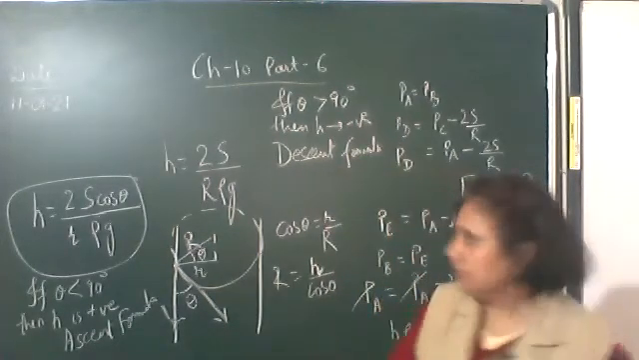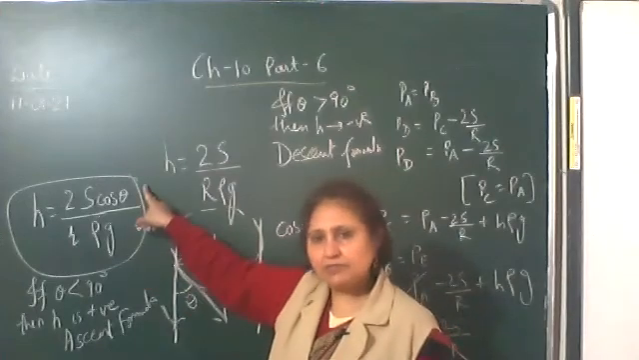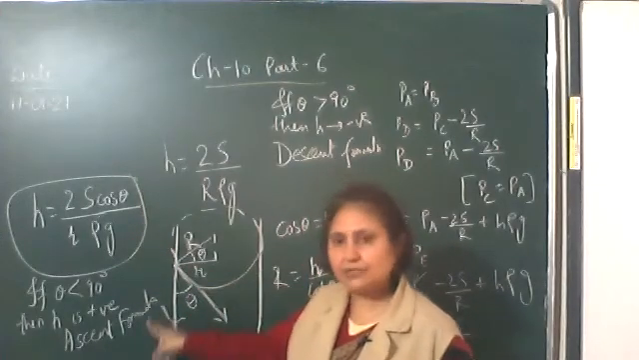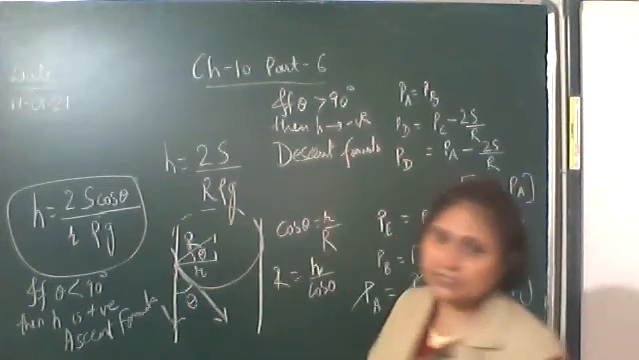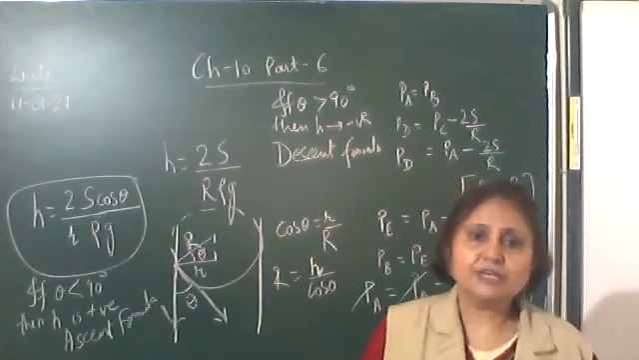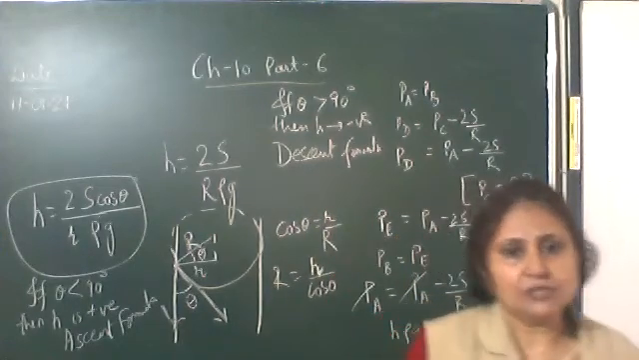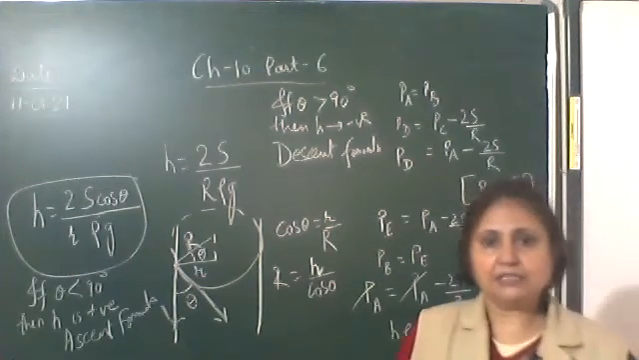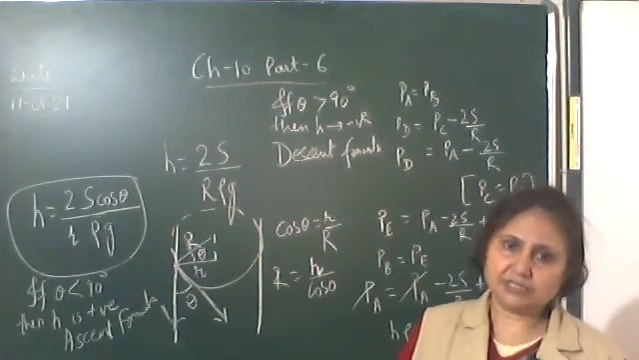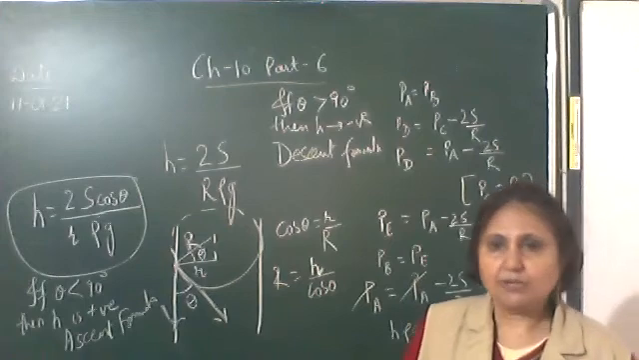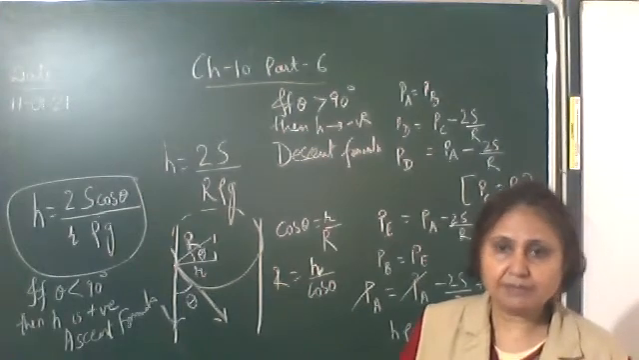So the formula is the same. This will be positive when theta is acute and negative when theta is obtuse. Accordingly we call it the ascent formula or descent formula, depending on whether the liquid ascends or descends. So this is all about capillarity, which we have completed.